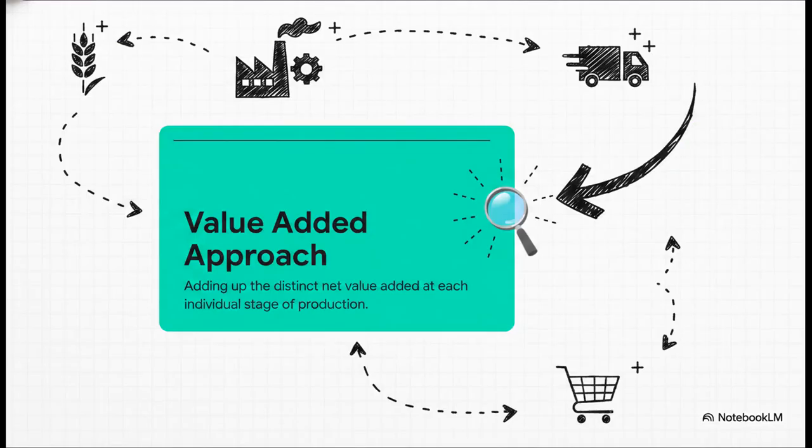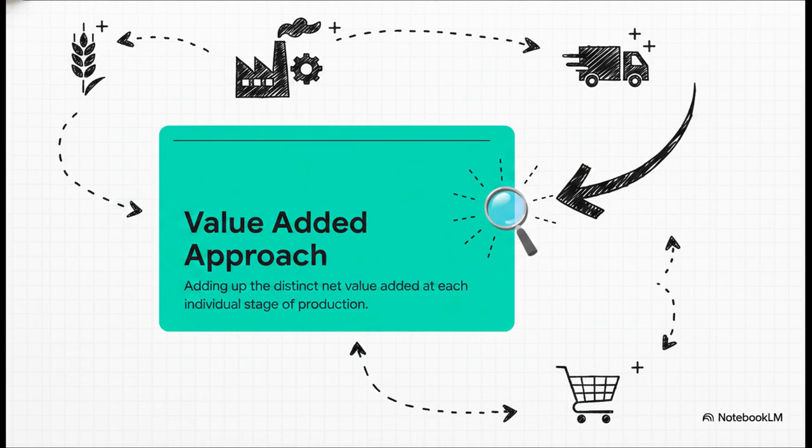Let's move to the second method and see how this builds, the value-added approach. Now this one requires a bit more on-the-ground detective work. Instead of just waiting at the very end of the line, we follow the item through every single stage. Let's pivot from our cotton example for just a second.